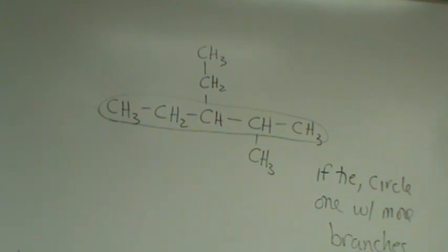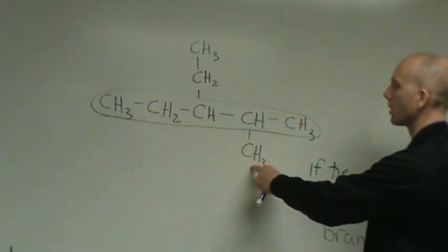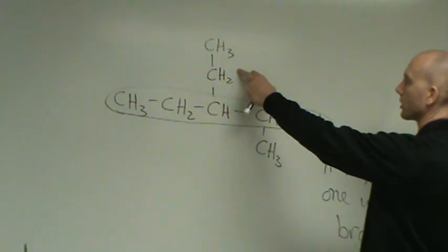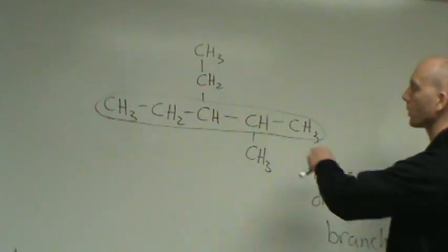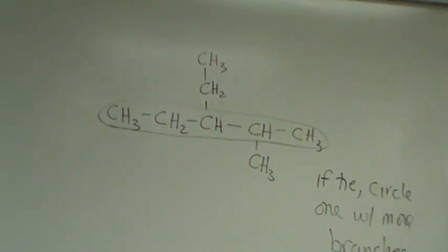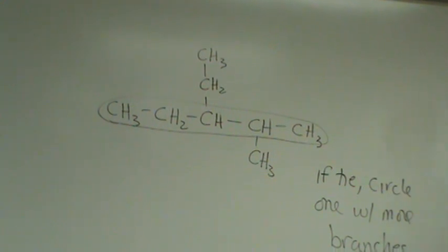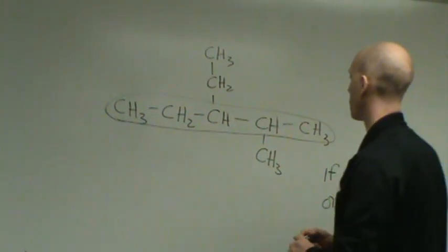And what are those branches? What's this branch? Methyl. What's this branch? Ethyl. Which side are we going to number from, the left or the right? Right, because that's closer to the first branch.